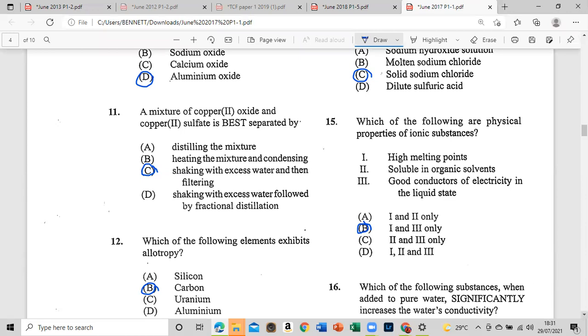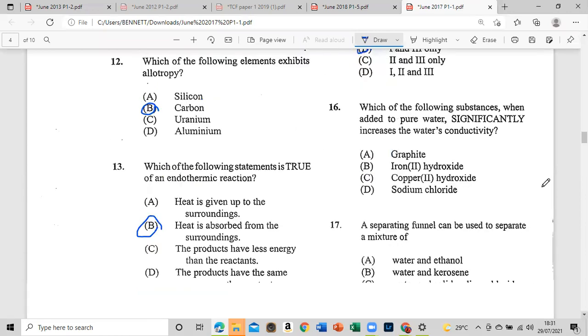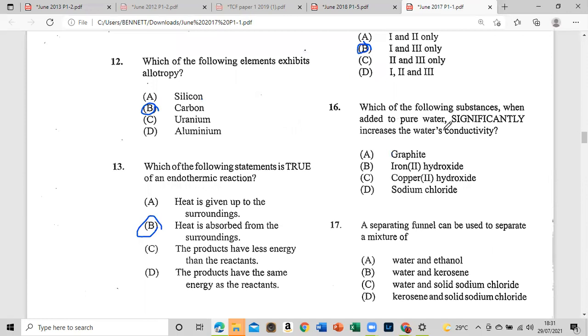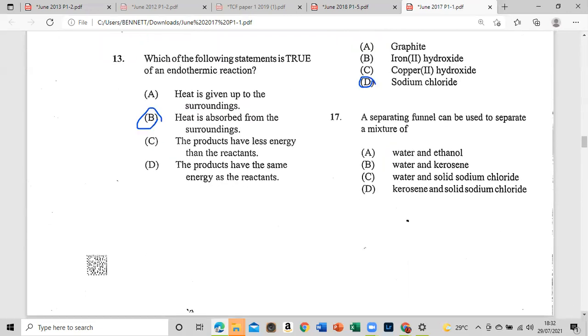All right, so 16 now. Which of the following substances, when added to pure water, significantly increases the water conductivity? Is it graphite, iron(II) hydroxide, copper(II) hydroxide, or is it sodium chloride? 16 is indeed sodium chloride. By now, everyone should be testing their skills and writing in the chat.